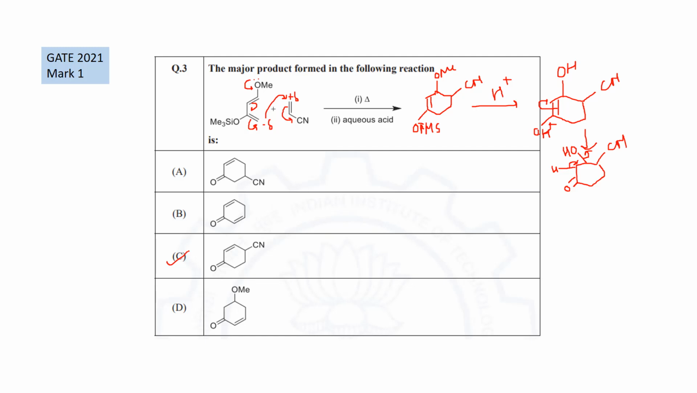Here we have combined the concept of Diels-Alder and protection-deprotection. In the presence of acid, both the OTMS and the ether can be deprotected, whereas the CN will be unaffected in the reaction medium. Okay.